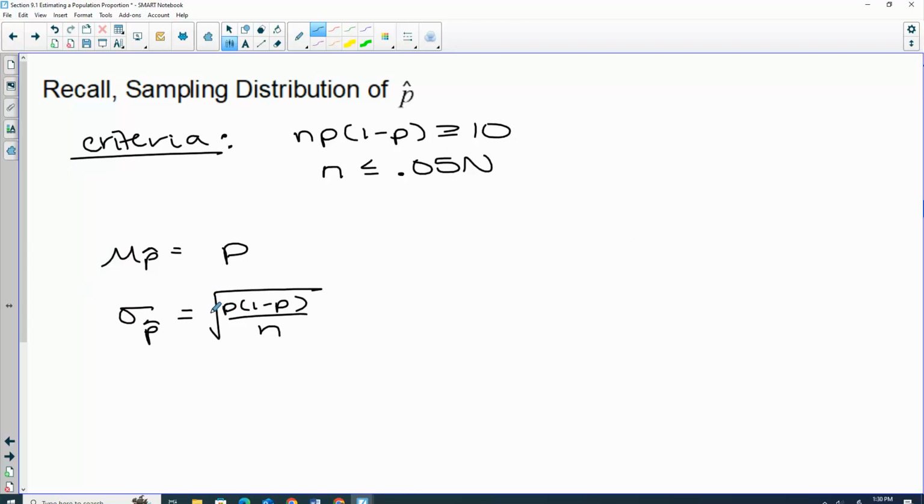This is what we already know related to p-hat from yesterday. Isn't the n greater than, isn't it greater than, not less than, on the second criteria? No, you want it to be smaller than that. Yeah, the first one has to be greater than 10. So n times p times 1 minus p is greater than 10, but our sample is less than 5% of the population. I think you guys did it right yesterday. We had it up here.